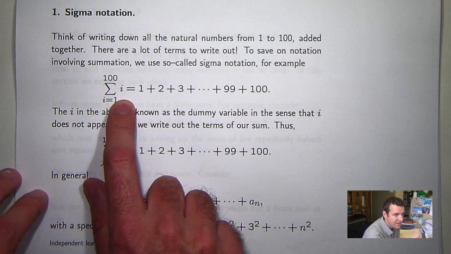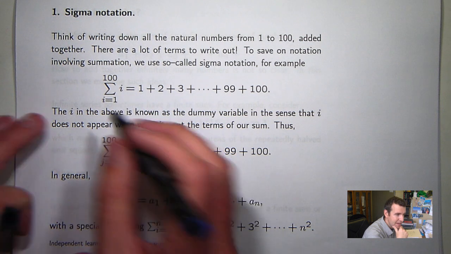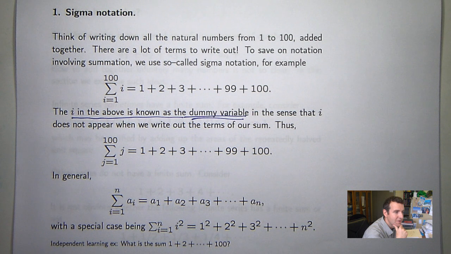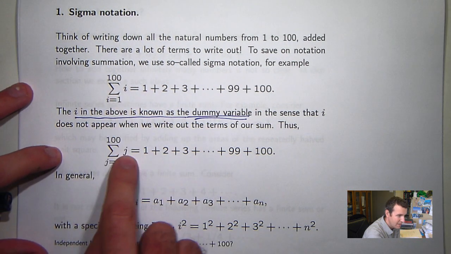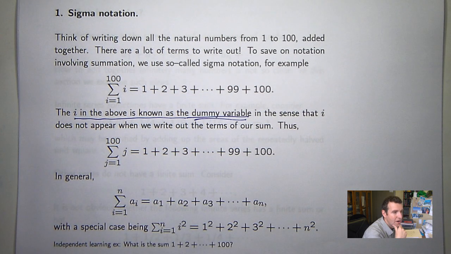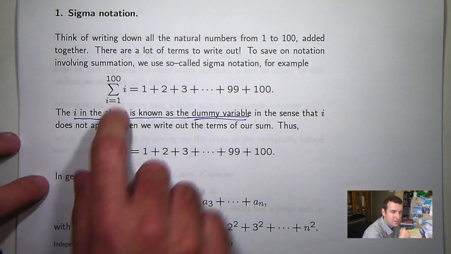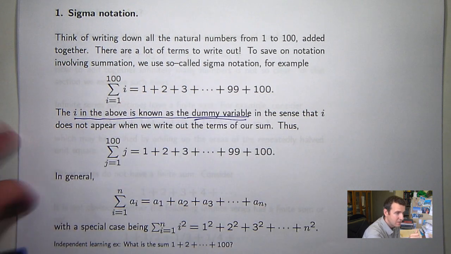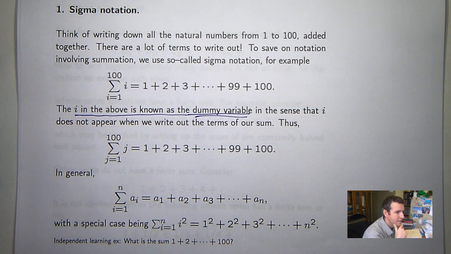Now you can see on the left hand side I've got a sigma sign next to an i. The i is known as the dummy variable. And you can see I've started the sum at i equals 1 and gone up to i equals 100. So in the sigma sign below and above, you've got the starting point and the ending point. Now the i here is just a dummy variable. There's another series there involving j.